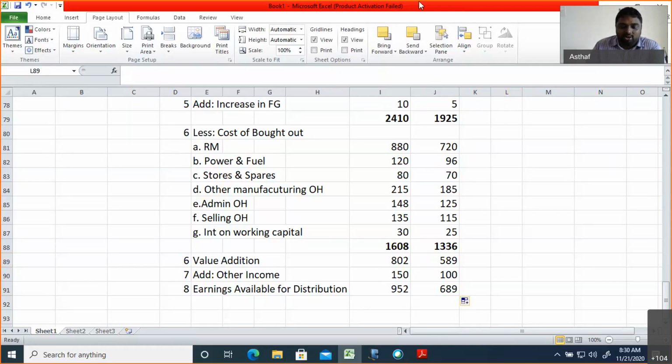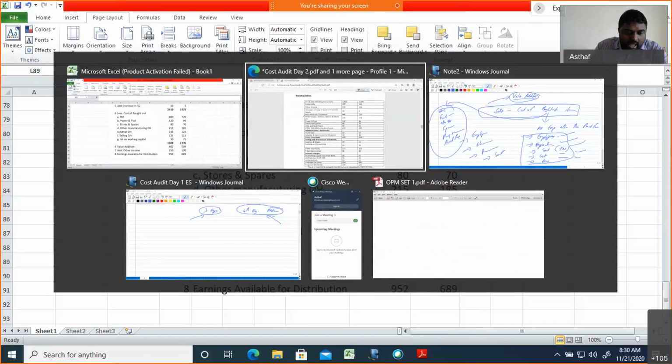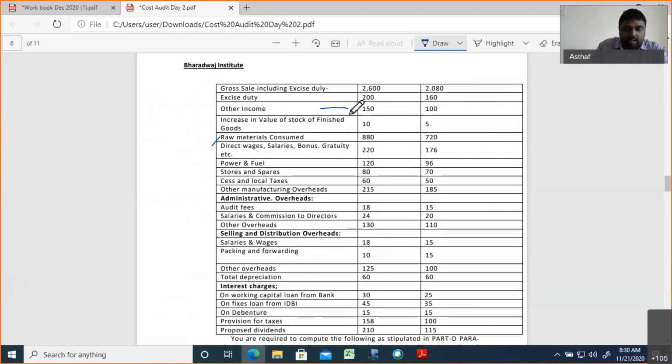So the answer is not over. Second part we have to do. Other income is mentioned in the beginning, 150 and 100.